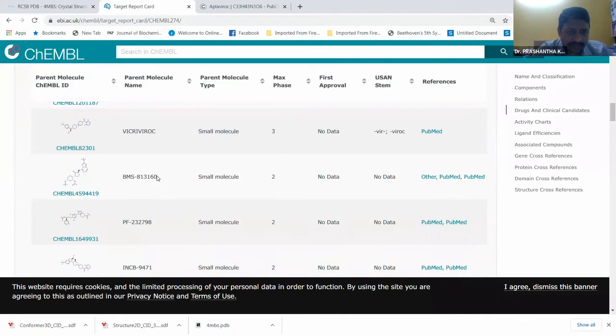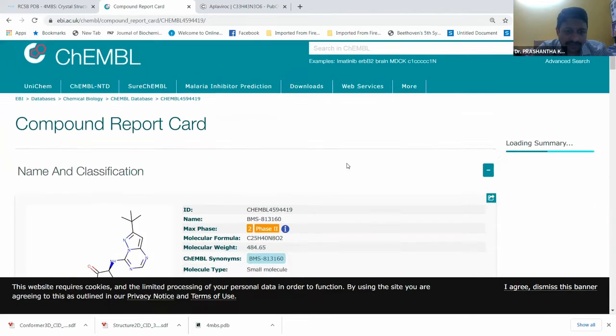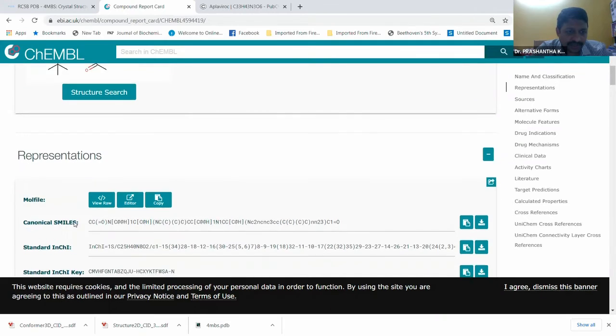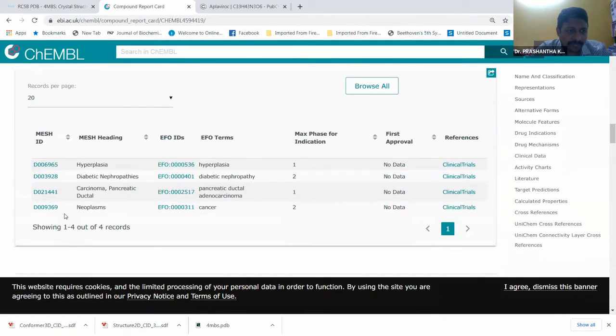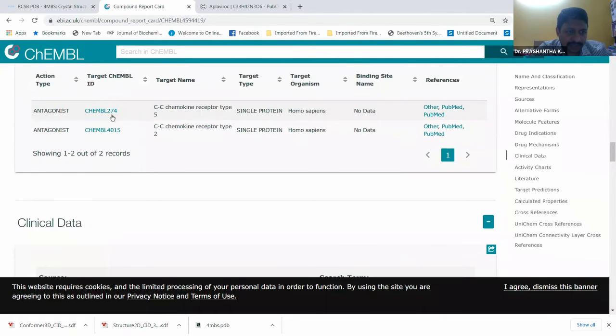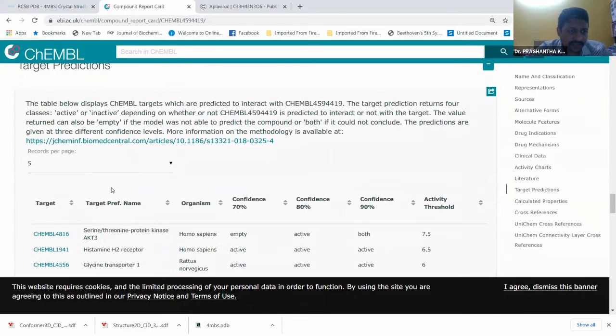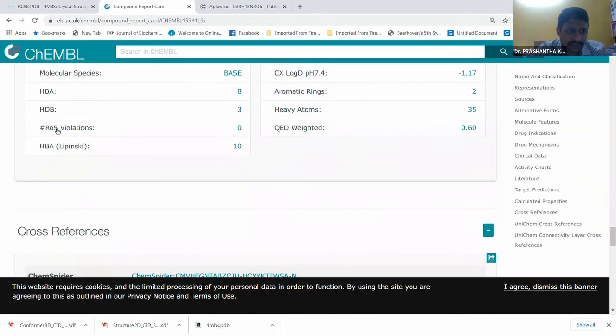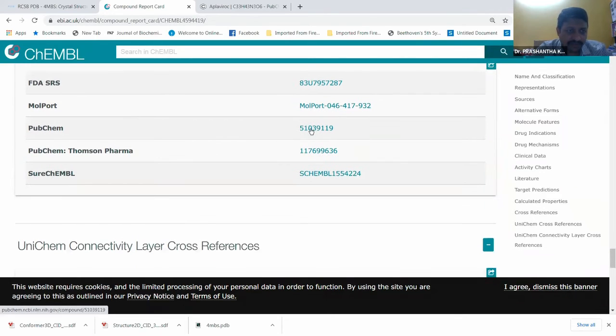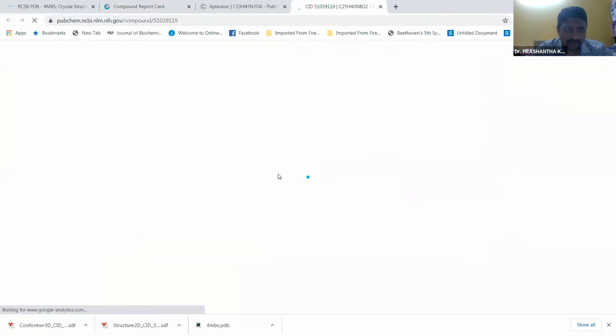So this is also, let's say, how this ligand is going to work. So you can take that. Again, this is in phase 2, that is fine, and as an antagonist, that is fine, and hyperlinks to other databases. If it is there, yes, it is linked with PubChem. So you can right click, open.